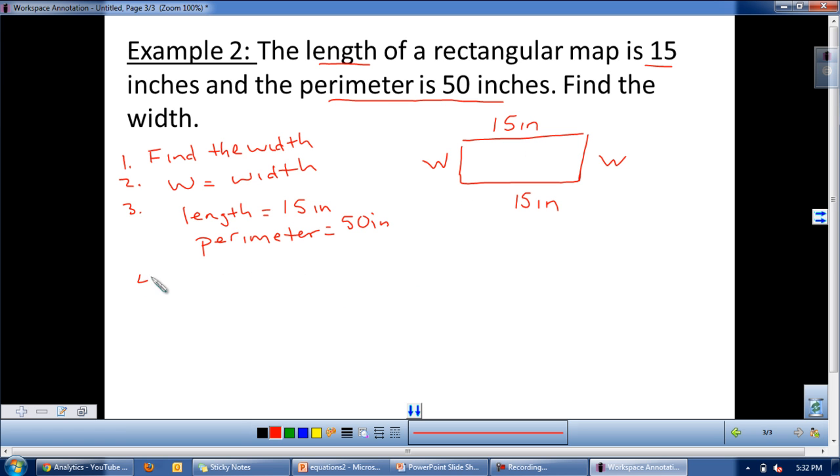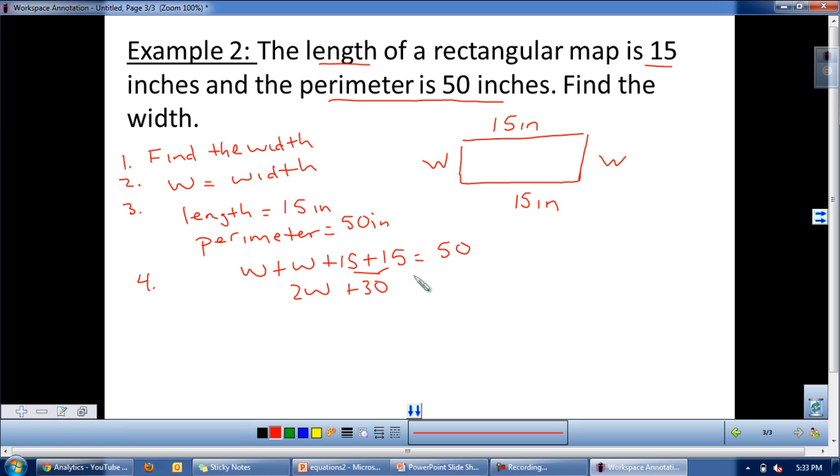So that will lead us to the fourth step, which is finding the equation. So let's put all the pieces together. We're going to add up all these pieces. So we have 1W plus another W plus 15 plus 15. This should equal our perimeter, which is 50 inches. Alright, let's combine like terms. Here we have 2W.